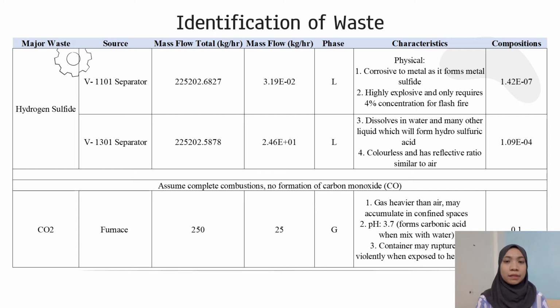So this is the identification of waste from the plant. As mentioned, solid catalyst waste is not considered a major waste since it is not generated every day. Hence, tabulation of major waste, which are hydrogen sulfide and carbon dioxide gases, is done. However, hydrogen sulfide also has a lower composition, but since the type of waste is toxic and hazardous, it is considered a major waste.